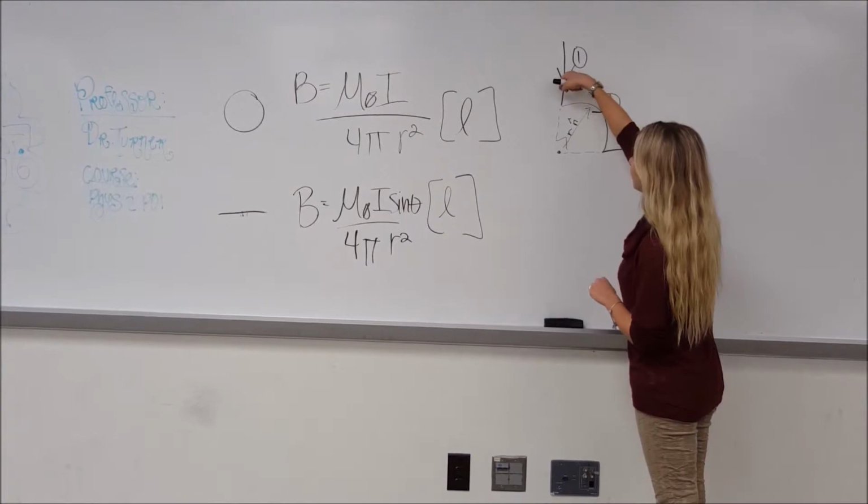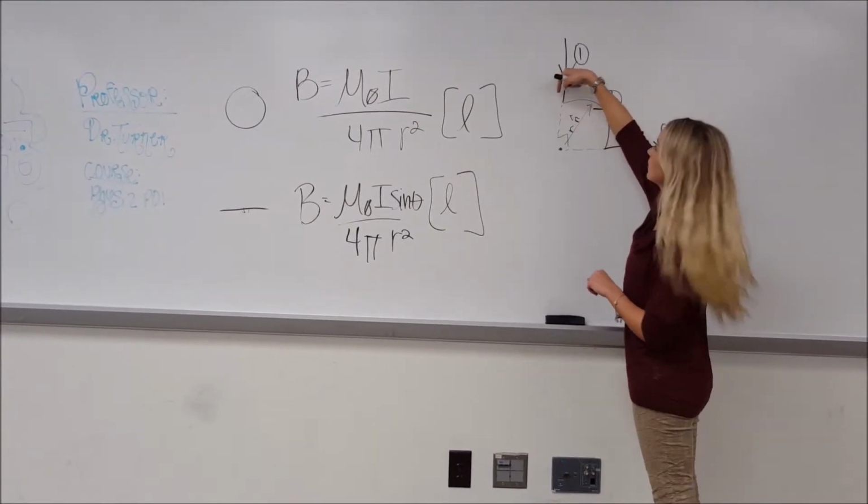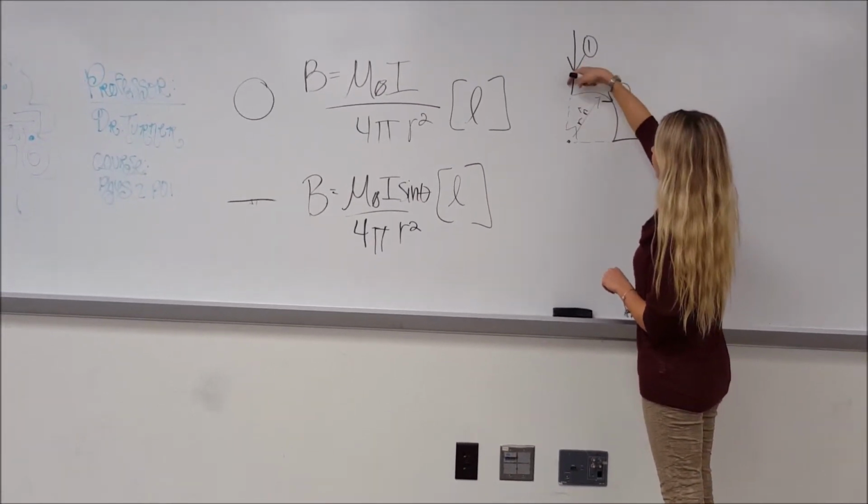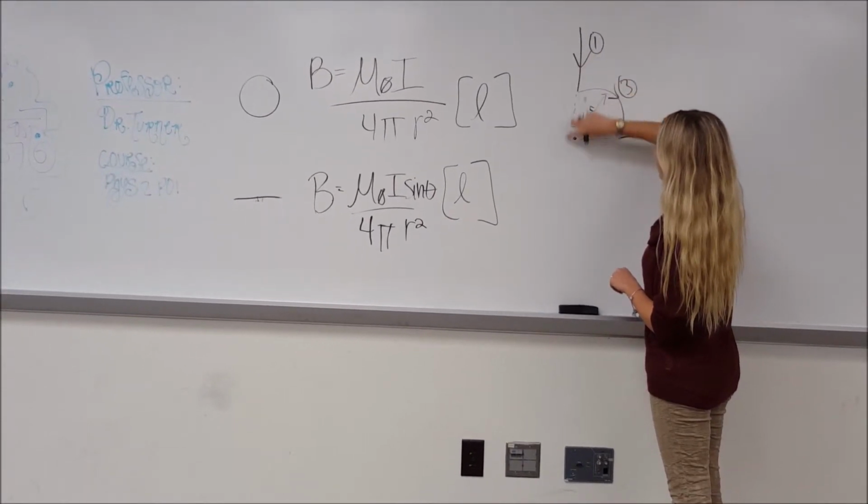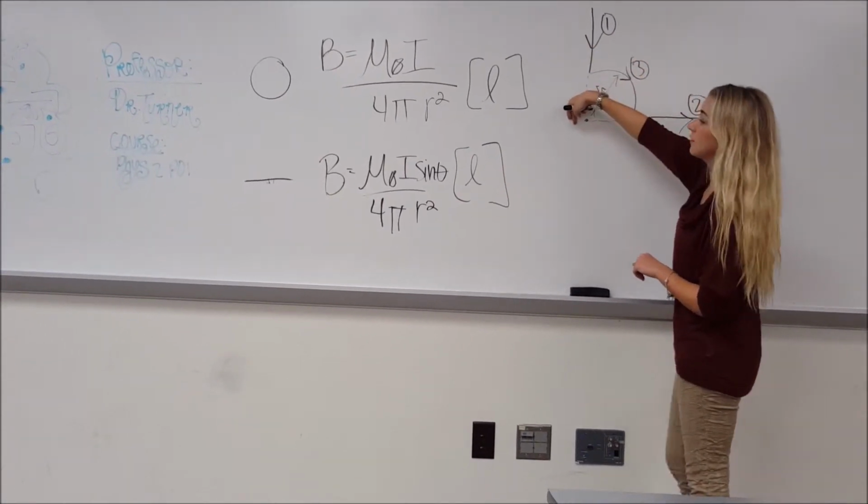our dL is going to be in the same direction as our current. So our dL is going this way, and our r hat direction from our current to our point is running together with it. Wait, I have a quick question.